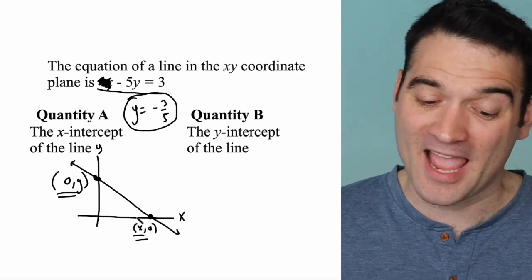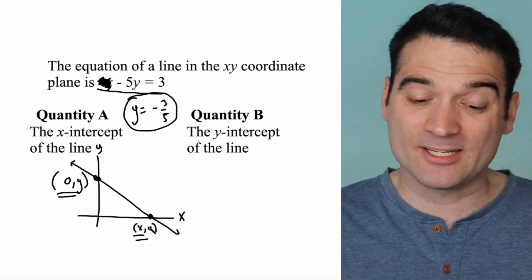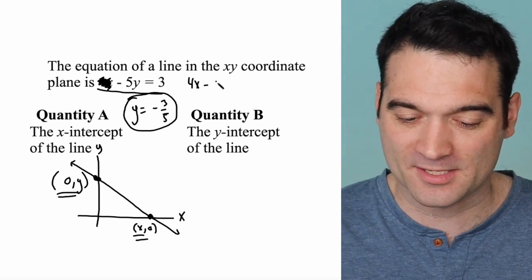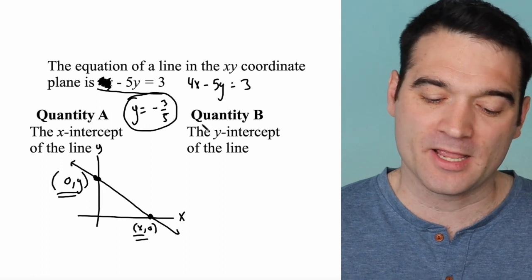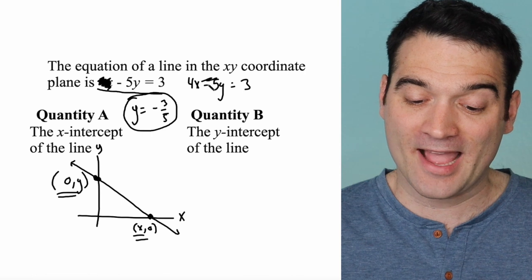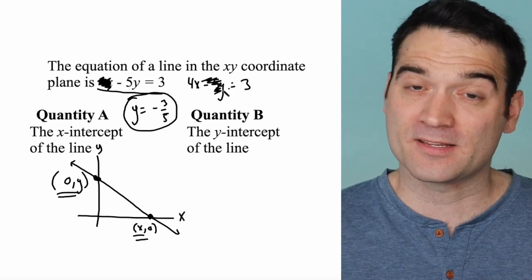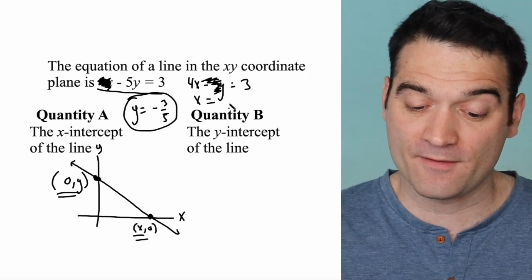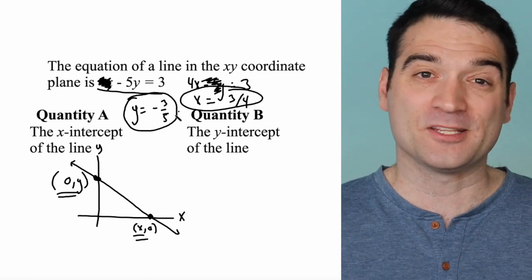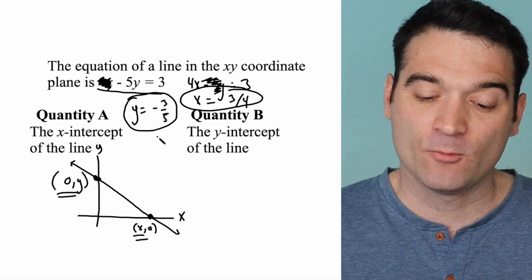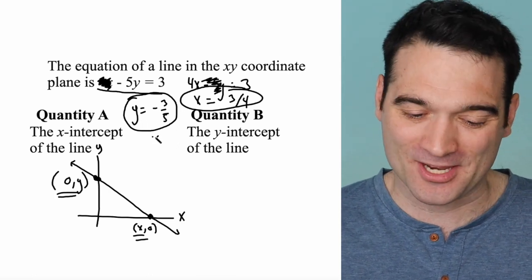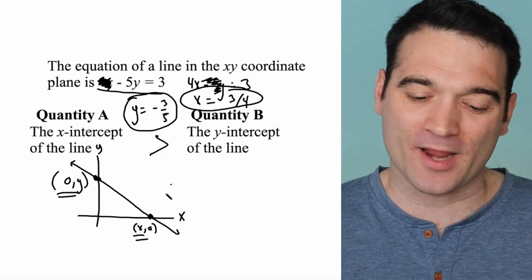And then to figure out the x-intercept, I'm going to plug 0 in for y. So just do the exact opposite. I'll just rewrite this over here. What do we have? 4x minus 5y equals 3. So plug in 0 for y and see what we get. When I plug in 0 for y, that goes away. And I find that 4x equals 3. Divide both sides by 4. I find that x equals 3 over 4. Well, 3 over 4 is bigger than negative 3 over 5, which means that quantity, what were we finding here? The x-intercept, quantity A is greater than quantity B.